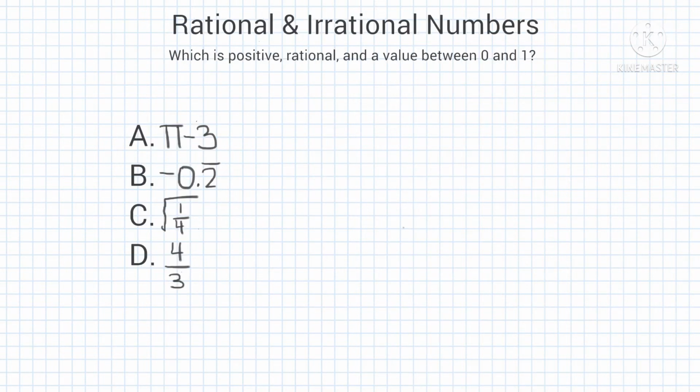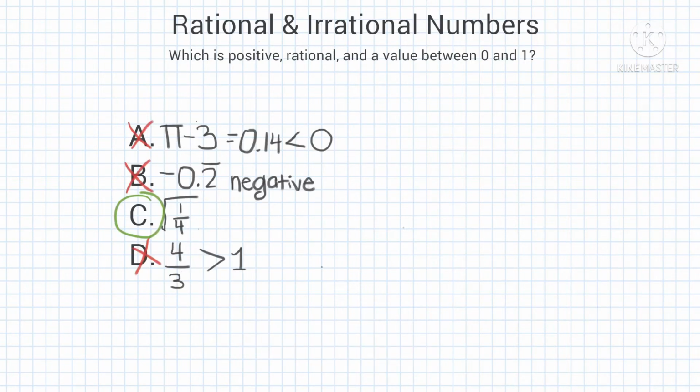Second problem is about rational and irrational numbers. It may look confusing, but you can use elimination to solve. Pi minus 3 is equal to about 0.14, since pi is equal to 3.14. But that's less than 0, so that's not the answer. Option B is negative, so that's not the answer either. D is more than 1. So we eliminated all the other answers except for C, so C must be the answer.